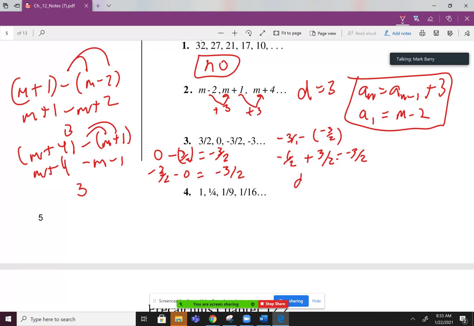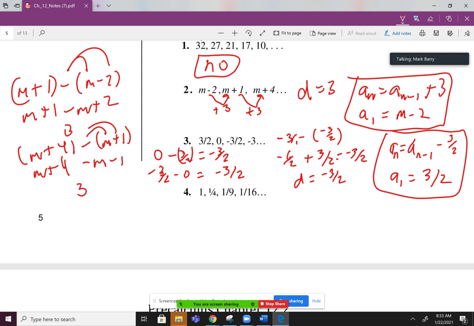So we know that it is arithmetic. Our common difference is negative 3 over 2. We could say a sub n equals a sub n minus 1 minus 3 over 2. You could say plus a negative 3 over 2, but we know minus 3 over 2 means the same as plus a negative 3 over 2, right? Okay. And then a sub 1 equals what? Positive 3 over 2. How did I know that? It's just the first term in the sequence, right? Okay.